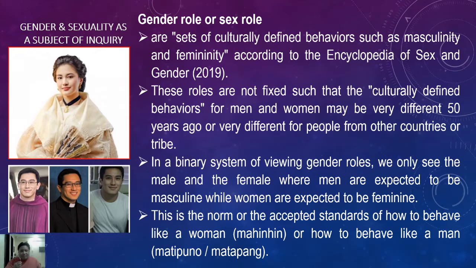In a binary system of viewing gender roles, we only see the male and the female, where men are expected to be masculine while women are expected to be feminine. This is the norm or the accepted standard of how to behave like a woman, such as, in Filipino terms, what we call mahinhin, or how to behave like a man, in the Filipino language, matapang or matipuno.